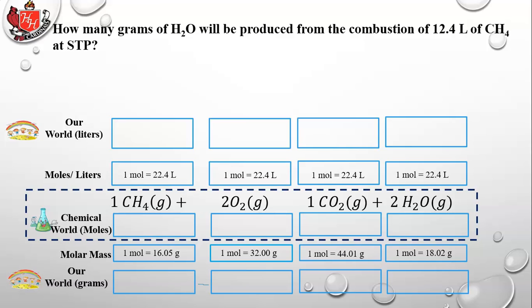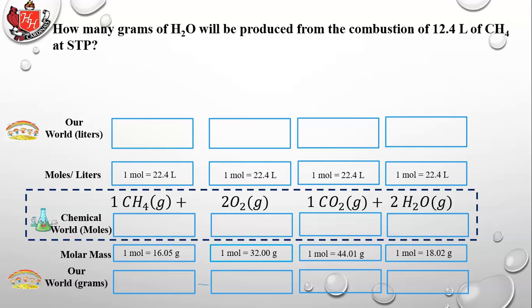Okay, let's do a problem. How many grams of water, H2O, will be produced from the combustion of 12.4 liters of CH4 at STP? All right, so this looks kind of busy down there, and I did ask you to draw this on your assignments. So there you have the chemical equation in the dashed line, and inside the dashed line is moles. So chemical equations only understand moles. That's what all the numbers inside of a chemical equation represent, a number of moles.